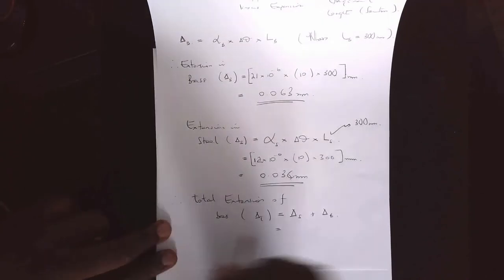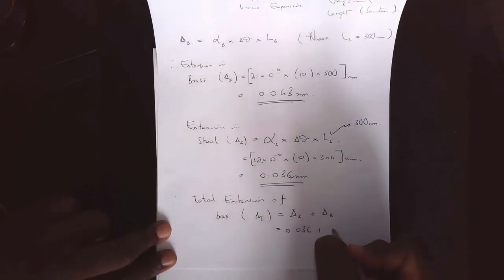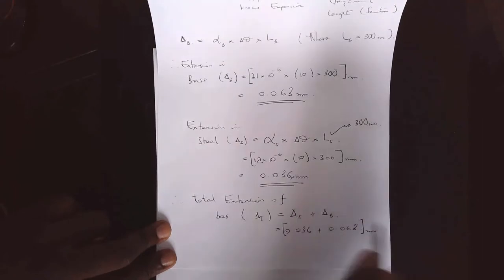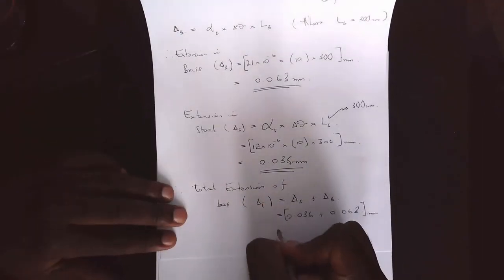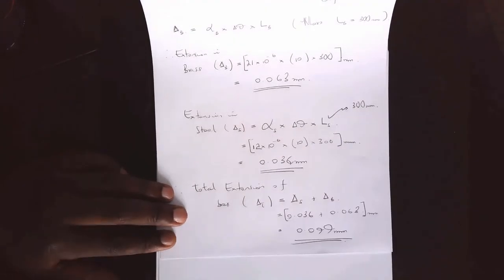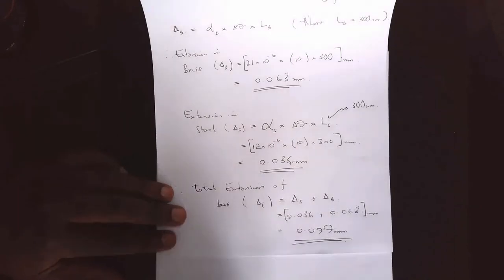This is equal to 0.036 plus 0.063. And that'll be equal to 0.099 millimeters. So we've now calculated the extension in the bar due to thermal changes.